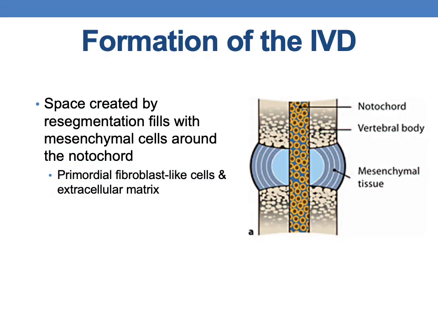Formation of the intervertebral disc. The space created by the sclerotome separating during resegmentation fills with mesenchymal cells around the notochord. The mesenchymal cells are a primordial mix of fibroblast cells and extracellular matrix.